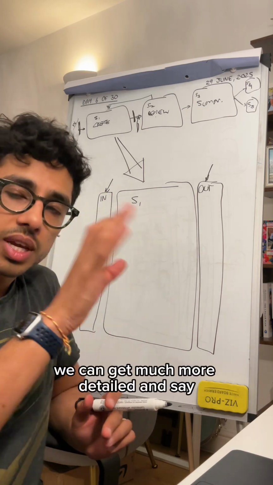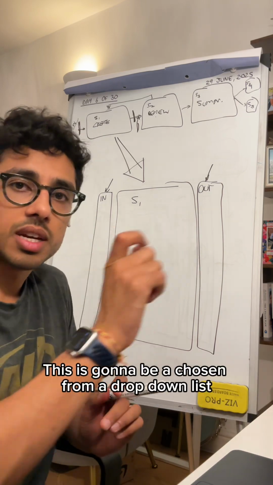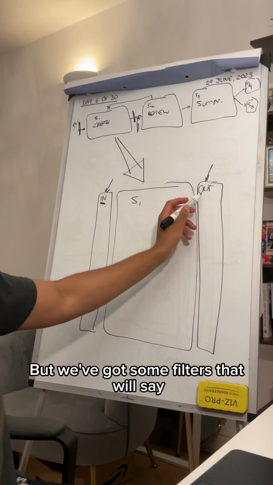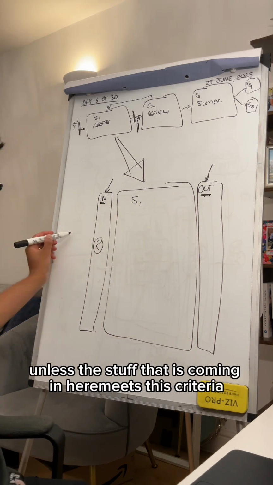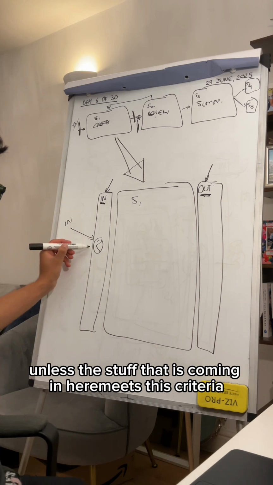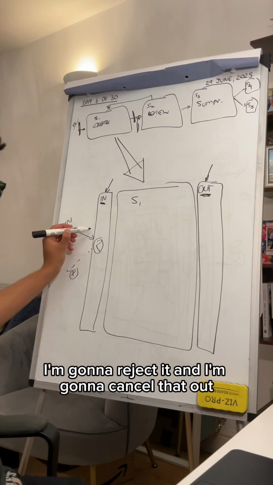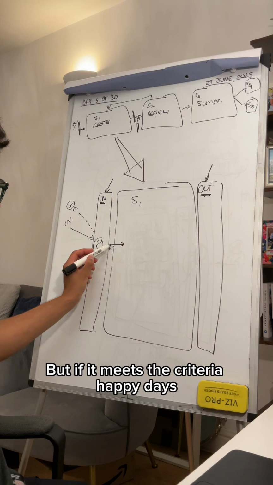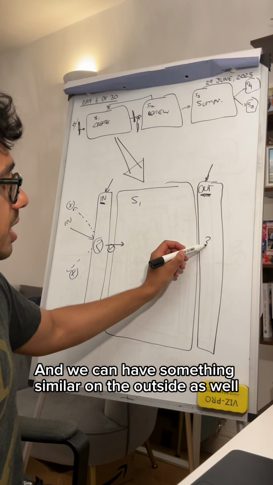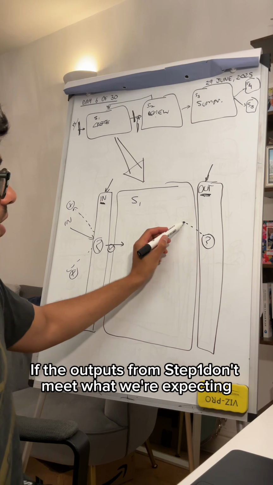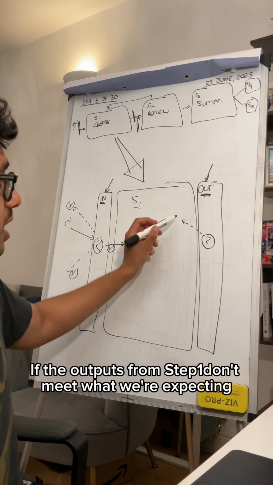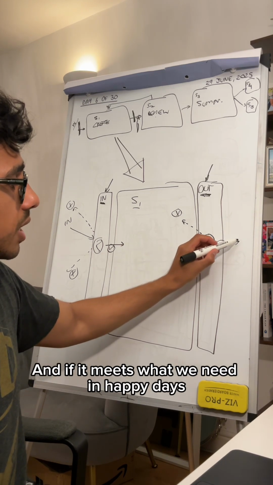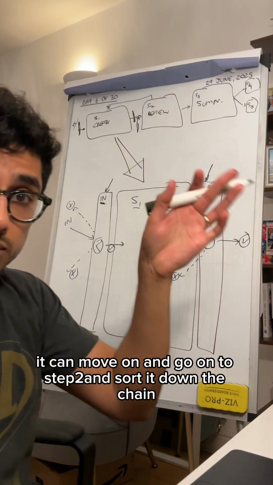As a very simple example, we can get much more detailed and say this is going to be chosen from a drop-down list or something like that as well. But we've got some filters that will say, unless the stuff that is coming in here meets this criteria, I'm going to reject it, cancel that out, and stop the process here. But if it meets the criteria, happy days, we can move on. And we can have something similar on the outside as well. If the outputs from step 1 don't meet what we're expecting, we can reject this here. And if it meets what we need, then happy days, it can go on to step 2 and down the chain.